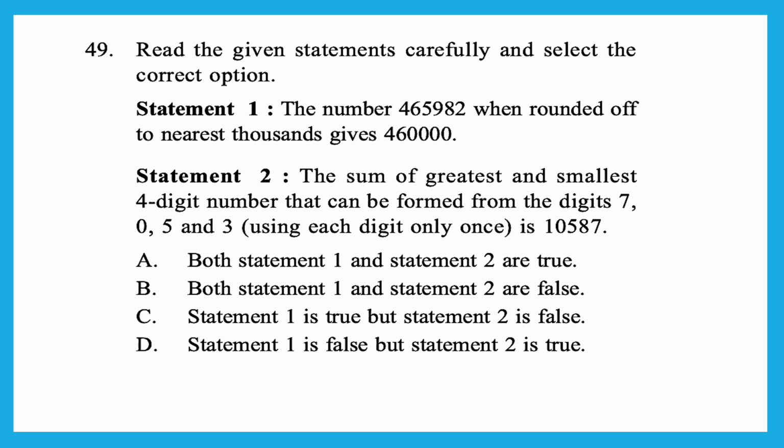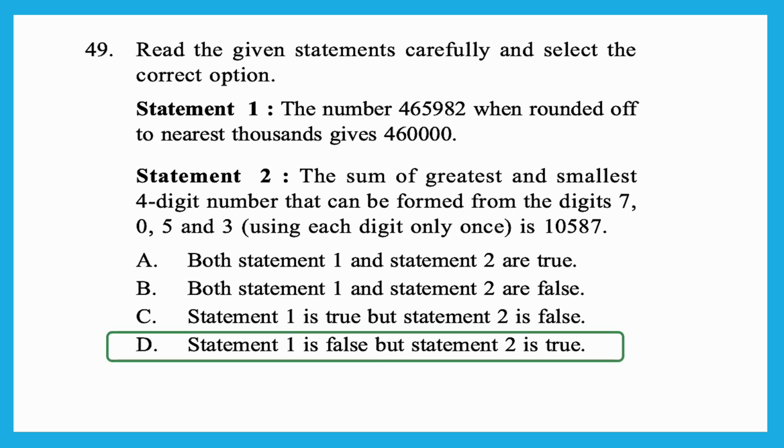Statement 2. The sum of the greatest and smallest 4-digit number that can be formed from the digits 7, 0, 5 and 3 using each digit only once is 10587. So what would be the greatest 4-digit number from these digits? It would be 7530. And the smallest 4-digit number using all the digits once should be 3057. And when we add that, we get 10587. So the second statement is true. The right option for us should be option D. Statement 1 is false, but statement 2 is true.